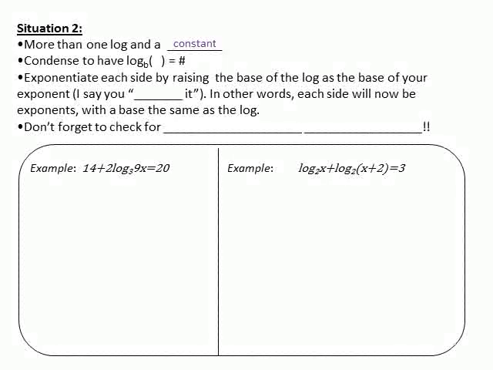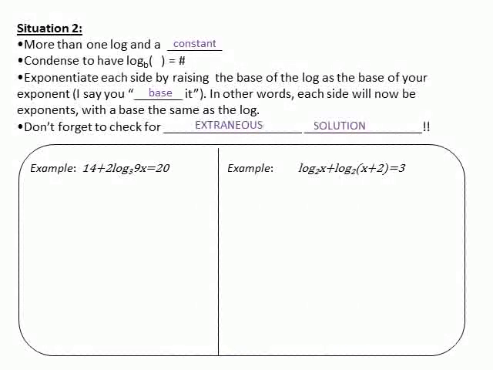You're going to exponentiate each side by raising the base of the log as the base of your exponent. I call it that you base it. In other words, each side that was there originally is now going to be an exponent, and the base that you're going to add in is the same base as the log. So if you have a log base 3, you're going to give both sides a base of 3, and your log will now be the exponent, and whatever it equals will now be the exponent. We're going to look at an example here in a second. Again, always make sure you check for extraneous solutions.